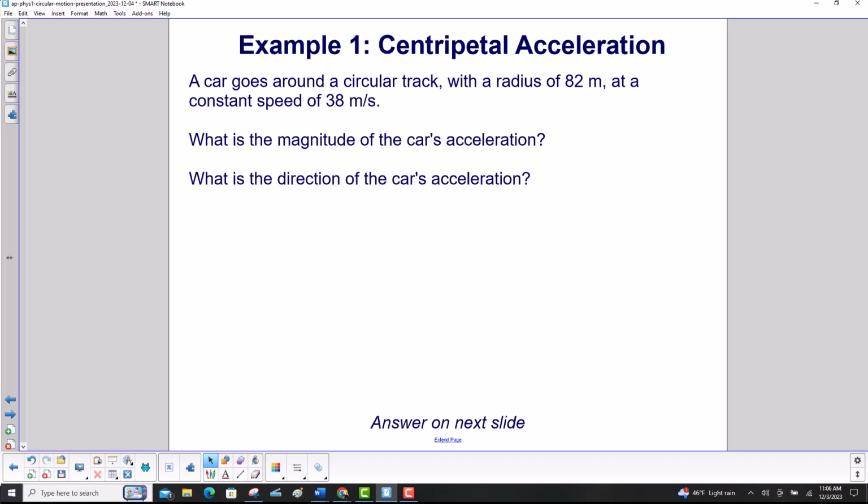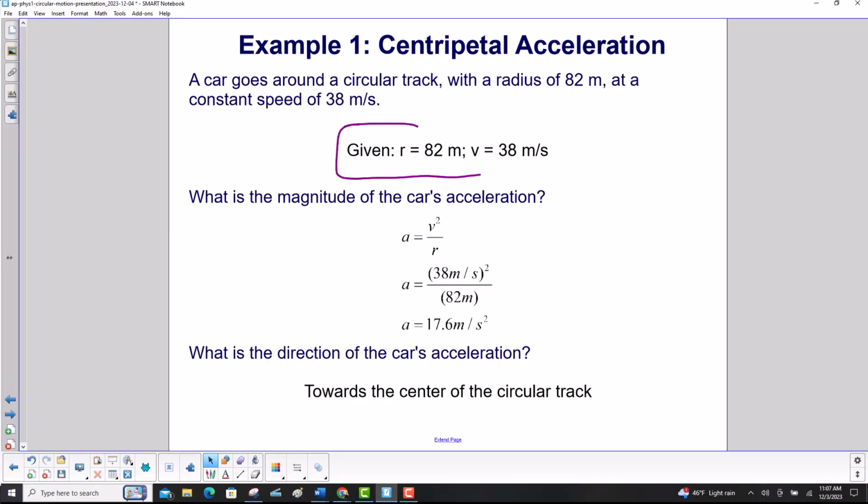A car goes around a circular track with a radius of 82 meters at a constant speed of 38 meters per second. What is the magnitude of the car's acceleration, and what is the direction of its acceleration? We have our givens, and the acceleration is v squared over r. So we plug in 38 meters per second, and we square that term, divide it by the radius, and we get 17.6 meters per second squared. The direction of the acceleration is towards the center of the circular track.